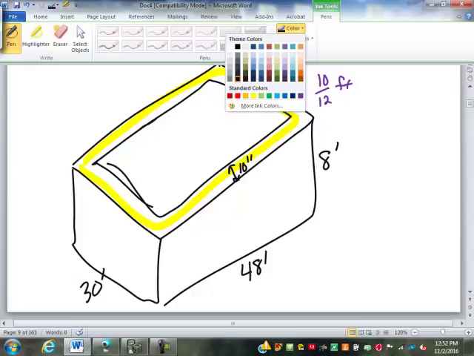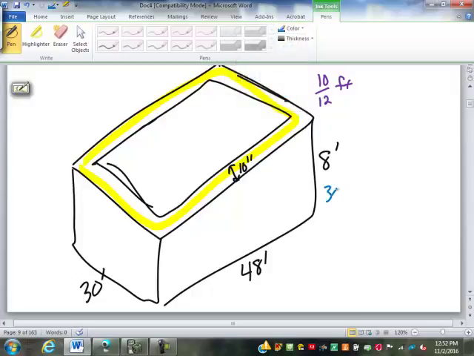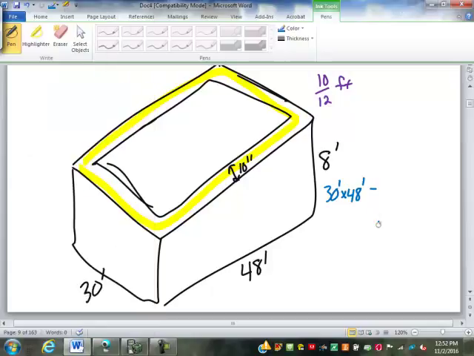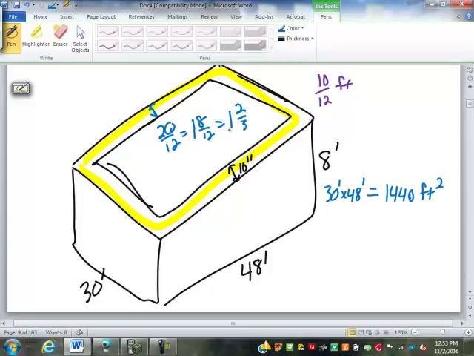So we'll get a little look at this. The outside, of course, is 30 by 48. Which is just, come on, 1440 square feet. The inside is the tough part. 10 twelfths here and here ends up being a total of 20 twelfths. The 20 twelfths, or 1 2/3 feet, is being subtracted there.